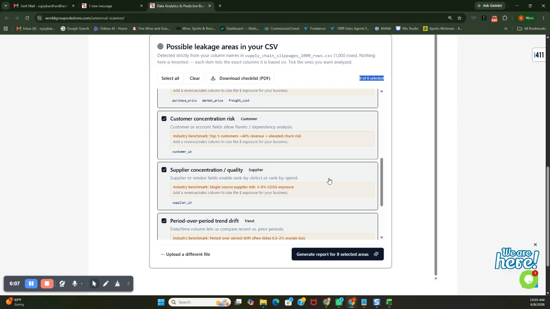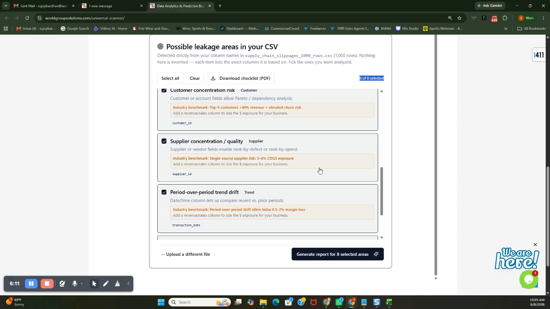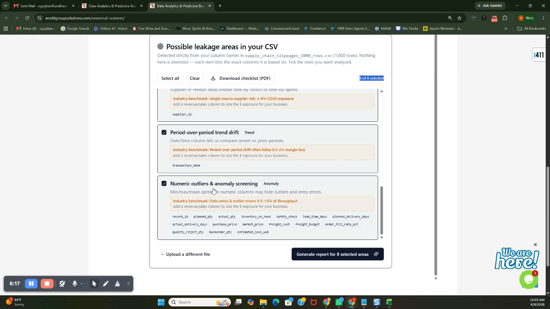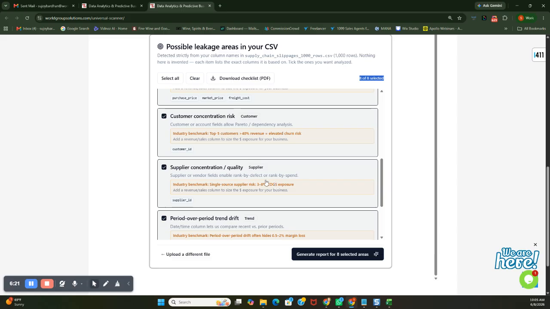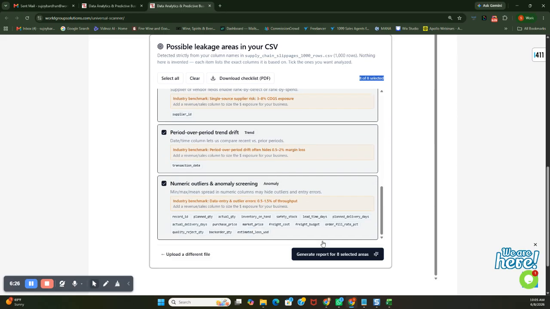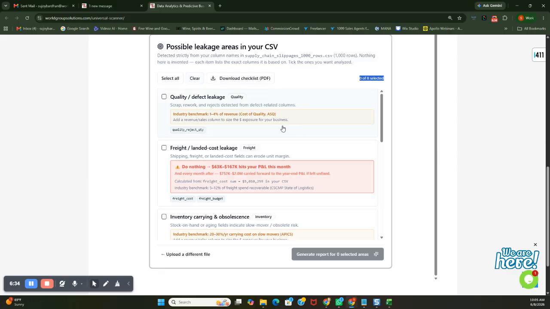So here we have customer concentration risk, then supply concentration quality risk problems, period over period trend drifts, and then numeric outliers or anomaly screening. These are the 8 issues it found from the data set, but it doesn't mean in my case I can run all of them. In this case, as an example, we will try to handle only the freight and handling costs.